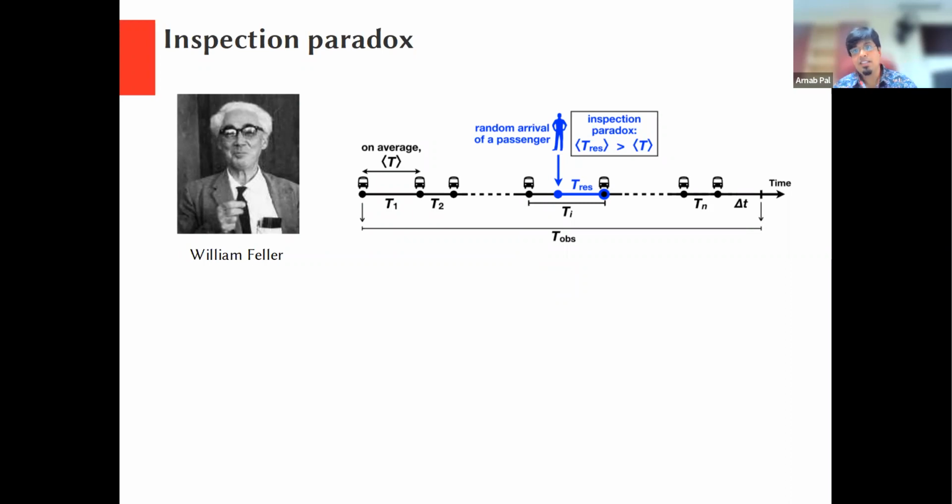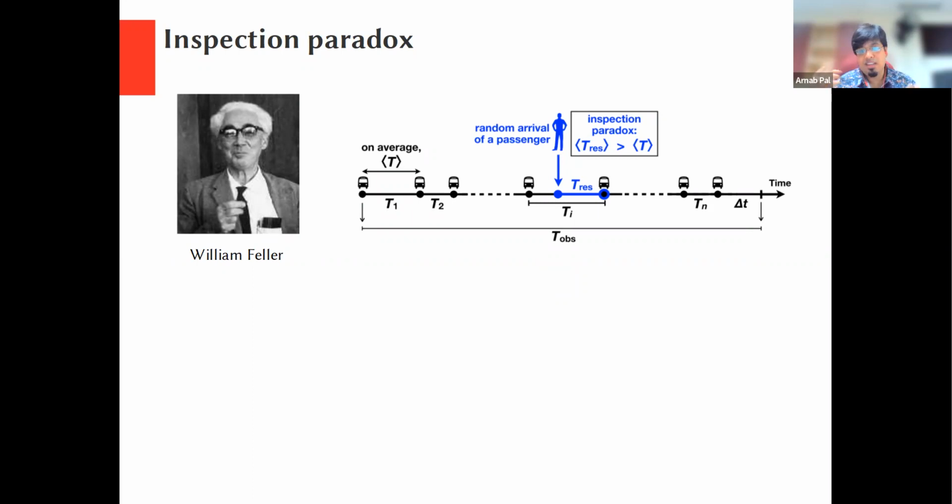While for the deterministic case it is exactly T by 2, which is smaller, in most of the cases it is actually greater than that. And the most surprising fact is that if you have large fluctuations in the bus arrivals, so a very large CV, the CV measure which I just mentioned, then the residual time will be larger than the mean arrival time of the bus. This is the counterintuitive result here.